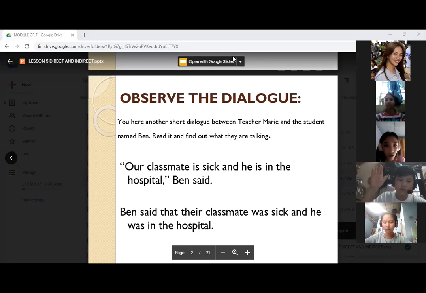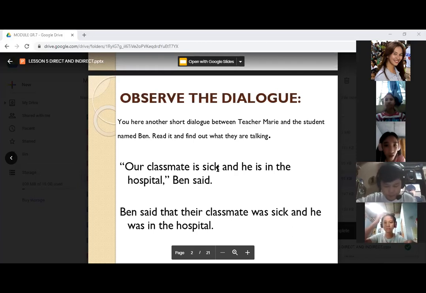Yes, Denzel. Ma'am, I have observed po that in the first dialogue, it's Ben who said that his classmate was sick. And the other one, it's reported from the others. Okay, very good. So you came up with an observation that in the first one, Ben is really the speaker. Basically, in the first one, Ben is the one speaking. In the second one, it's not Ben who is speaking. So your answer is correct.